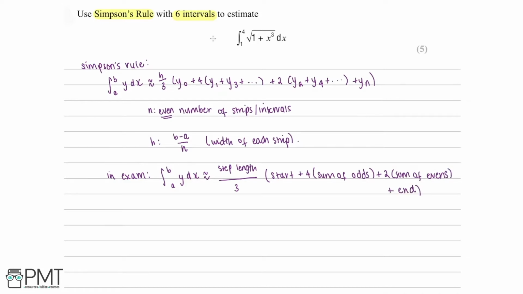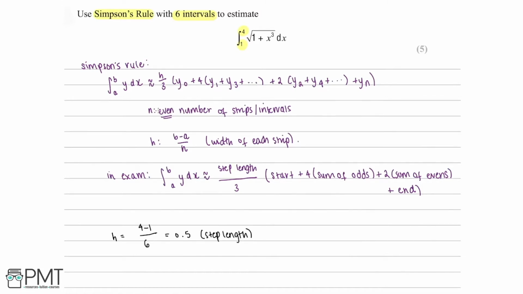So the first step to estimating this integral is calculating the step length, h. Well, h is equal to (b minus a) all over n. We know b and a, because b is just 4 and a is just 1. So h is equal to (4 minus 1) all over n. Now we need to find the value of n. Well, n is the even number of strips or intervals, and our question tells us that we need to use 6 intervals, and thus the value of n that we need to use is 6. So it's (4 minus 1) over 6, and this is just equal to 0.5. So that's our step length.